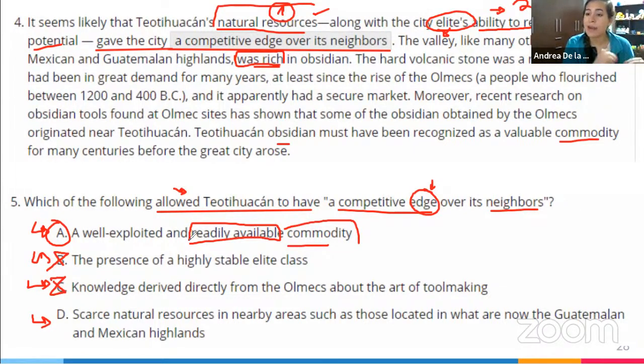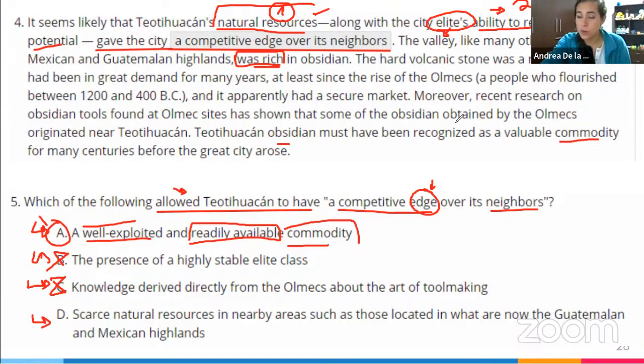And then they say a well-exploited. Well exploited is probably related to the ability to recognize their potential, right? Because if this city recognized the potential of the resources they had, that means that they exploited that potential as well, right? They recognized the potential they had and they exploited them. So that's why option A is the correct choice, because it's saying the same as what we already found, natural resources and the ability to recognize their potential, but in different words, right? It's saying the same, but in different words. So that's how we can come to the conclusion that option A is the correct choice.